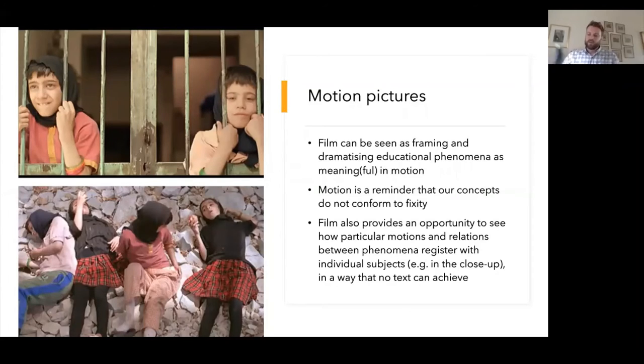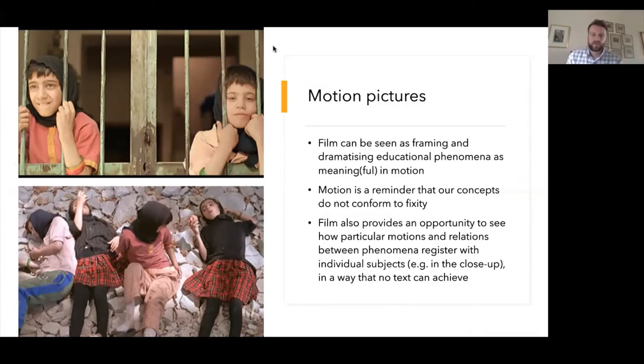But just to say further, in defense of film as an educational research method, or leading from film in educational research, the importance of it lies in it being a motion picture. Film can be seen as framing or dramatizing educational phenomena as meaningful in motion, which shows all of the ways in which phenomena such as teachers, schools, children, etc. encounter each other for the first time, the sorts of roles and relations they have with one another, all of those in motion such that we are able to register equally with the subjects involved what they come to mean at that time.